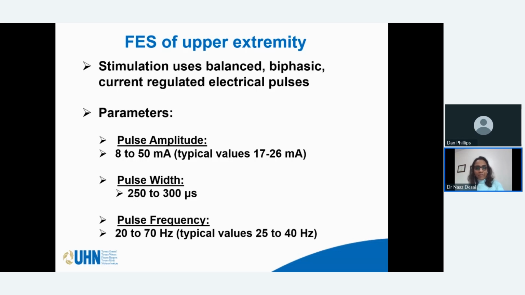So pulse amplitude can vary anywhere between 8 to 50 milliamps, and this depends upon the size of the muscle, patient tolerance, resistance to the flow of current. So basically patient BMI and fatty tissue over the muscle that you want to stimulate. So those kind of factors, but typical values remain between 8 to 50 milliamps when we are talking about upper extremity stimulation. Pulse width, we typically use between 250 and 300 microseconds. And frequency, like I had mentioned earlier, typically we use between 25 to 40 hertz. I'd say more towards 30 to 40 hertz. That gives us a nice tetanic contraction.